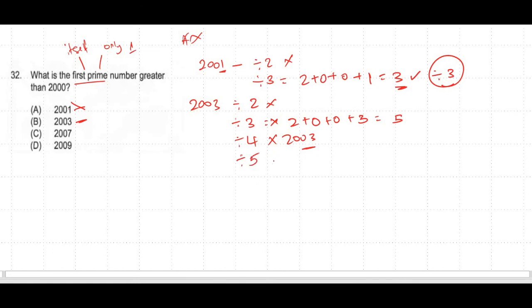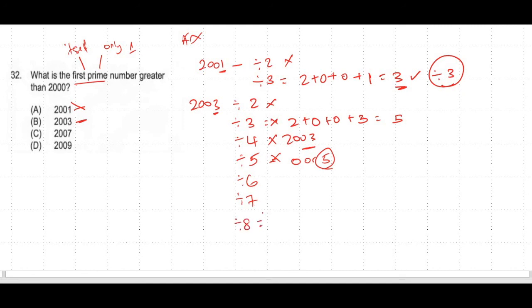What about divided by 5? To be divided by 5, the last digit must be 0, or 5. Also cannot. What about divide by 6? Okay, I don't know yet, right? How about divide by 7? I skip it. What about divide by 8?